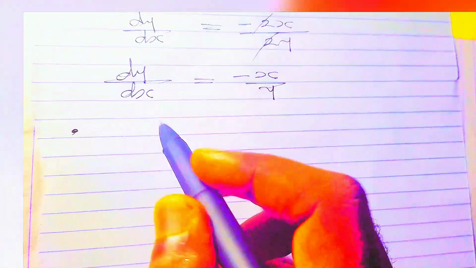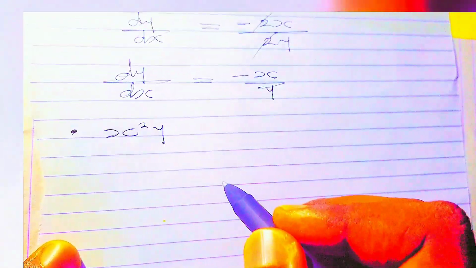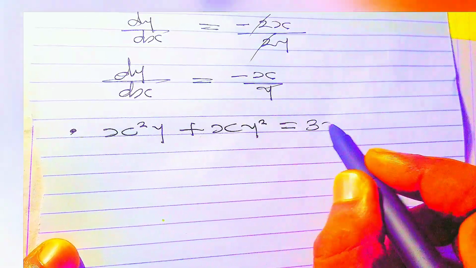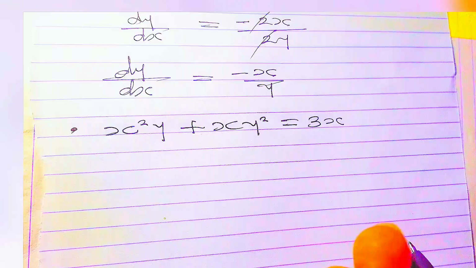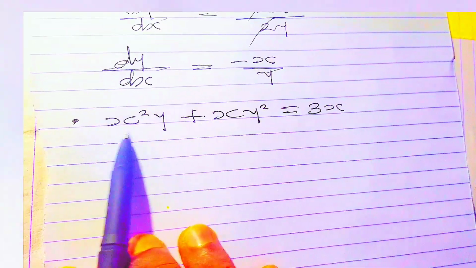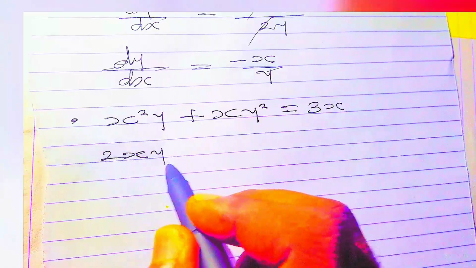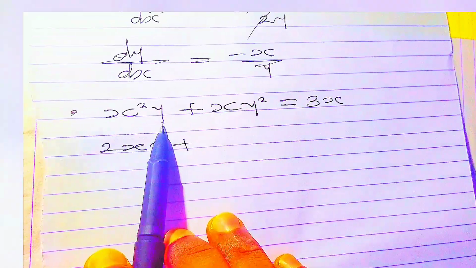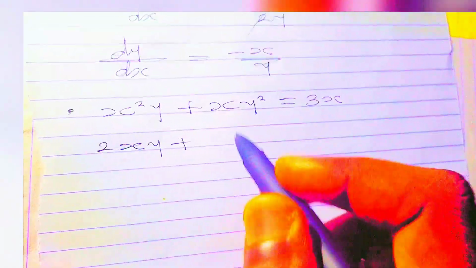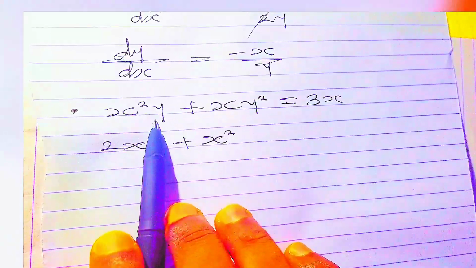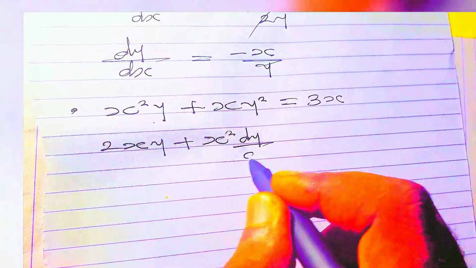Let's say we have x squared y plus x y squared equal to 3x. So the question is to find dy/dx. So we are differentiating the x part of x squared y, and this gives us 2x multiplied by y. And plus, we need to differentiate the y part of x squared y. Differentiating the y part simply gives us x squared. When you differentiate y, of course it's going to be 1, but because we're differentiating y, it carries the symbol dy/dx.